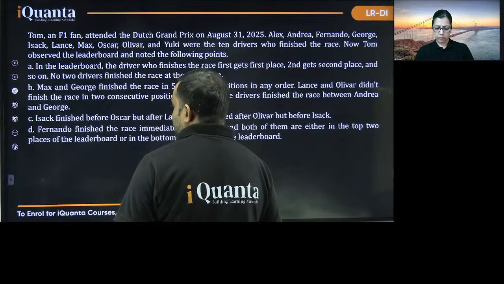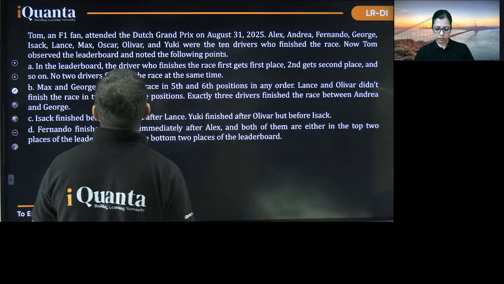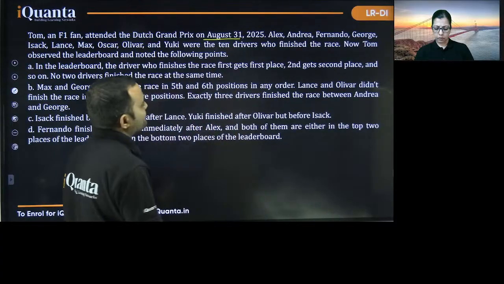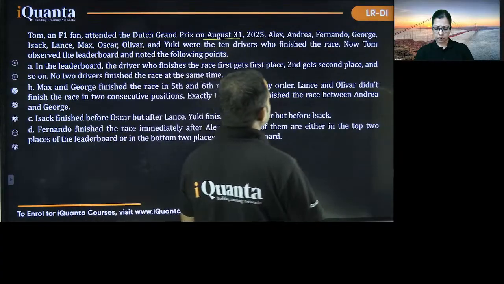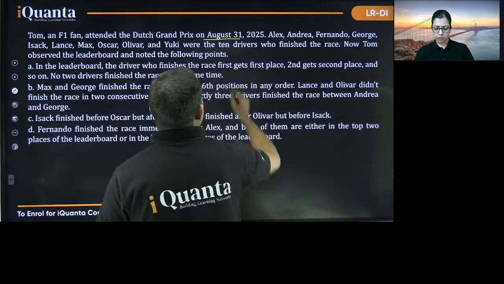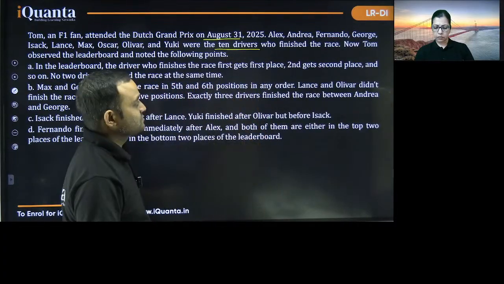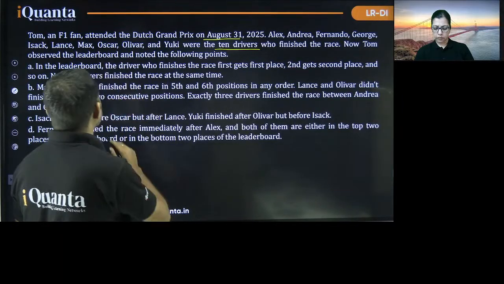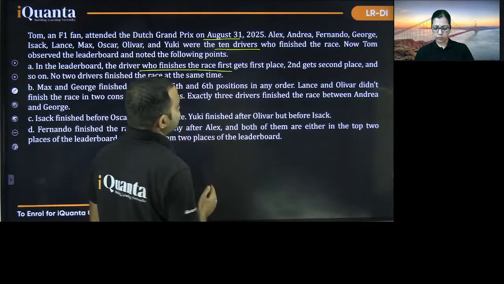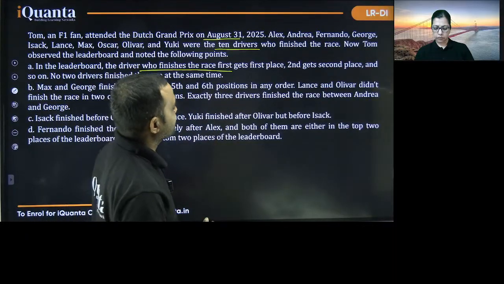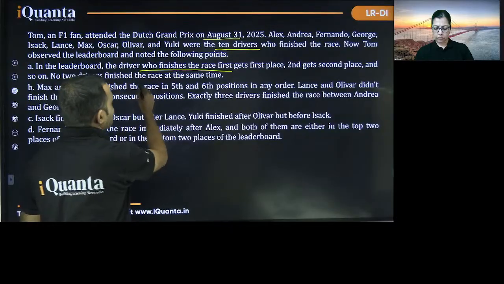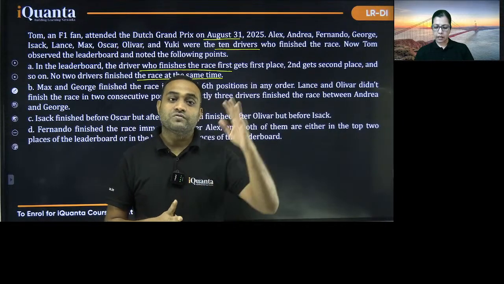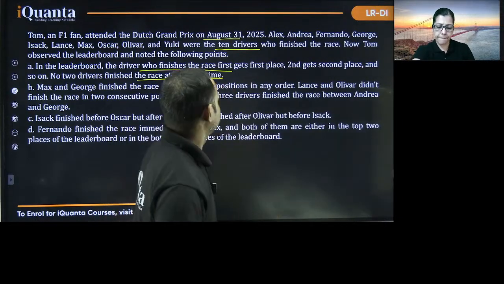Then comes this second set. Tom, an F1 fan, attended the Dutch Grand Prix on August 31st, 2025. Alex, Andrea, Fernando, and so on. There are 10 drivers who finished the race. Now, Tom observed the leaderboard and noted the following points. In the leaderboard, the driver who finished the race first gets first place, second gets second place, and no two drivers finish the race at the same time. That means that all had different rankings.